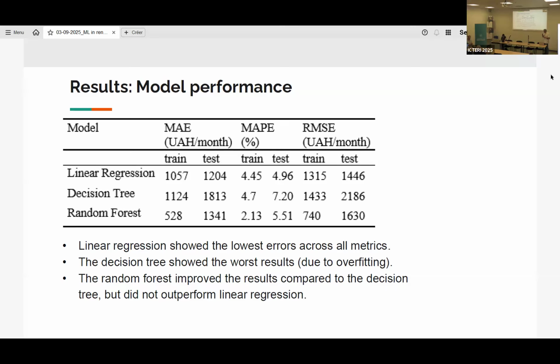The random forest performed better than the decision tree due to the averaging effect across multiple trees. However, its accuracy was still slightly lower than that of the linear regression model. Thus, it's advisable to try a simple and interpretable model, in this case linear regression, for forecasting rental prices, because our dataset has linear relationships.